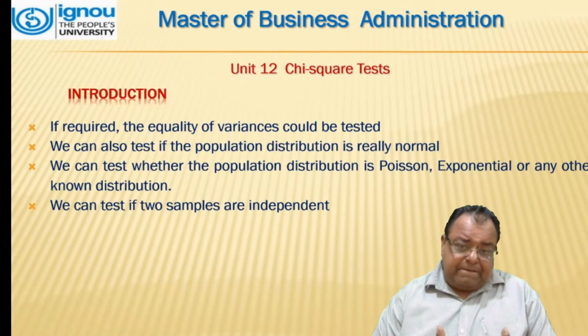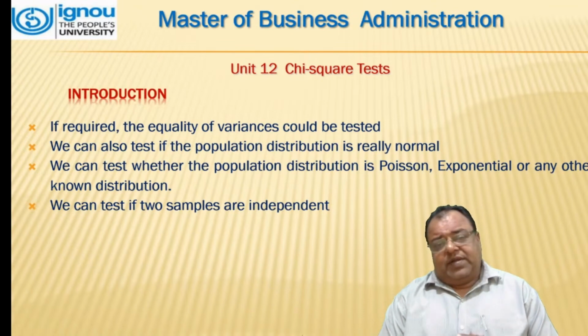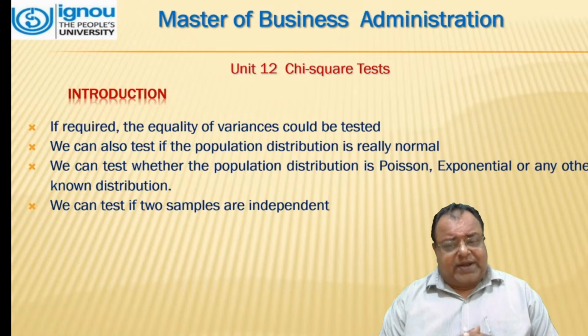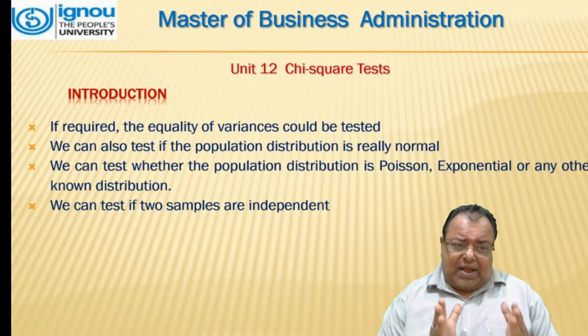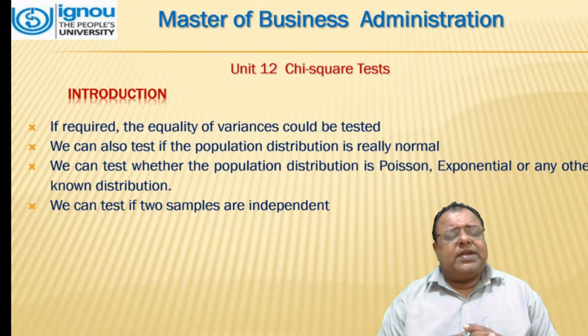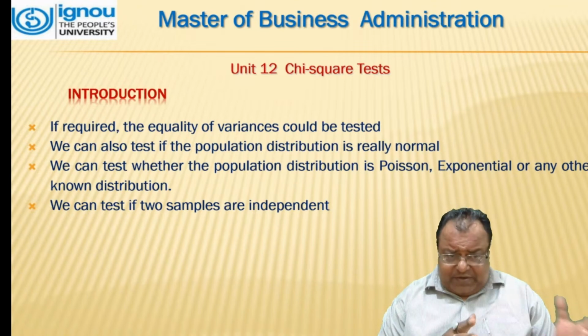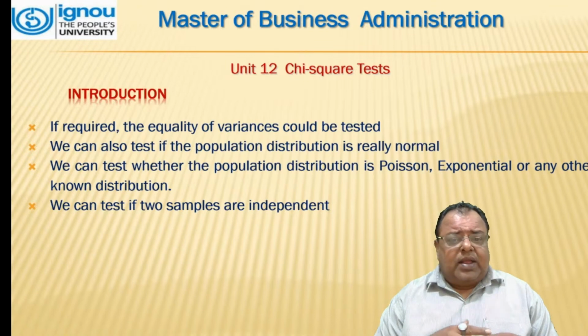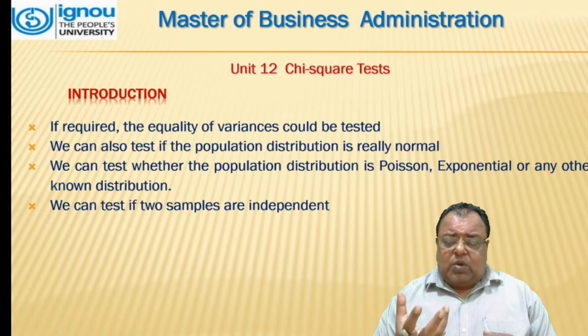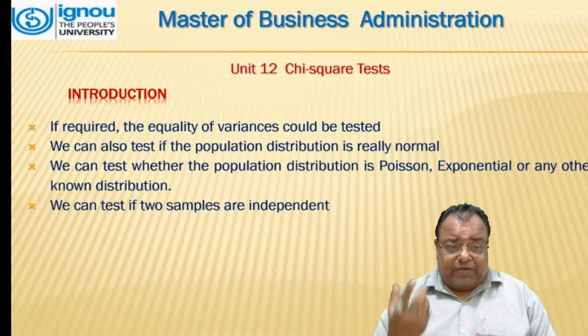Now, we move to unit 12, that is chi-square test. Chi-square test will be used with a term that is degree of freedom. We have already discussed it. This is a test which has a thing in common, that is the degree of freedom.